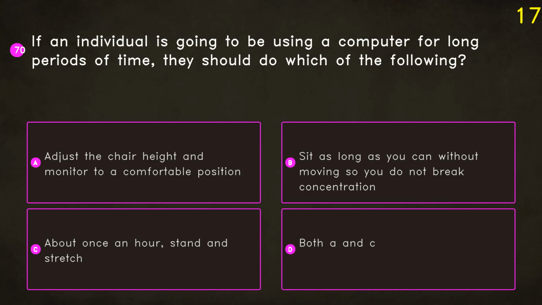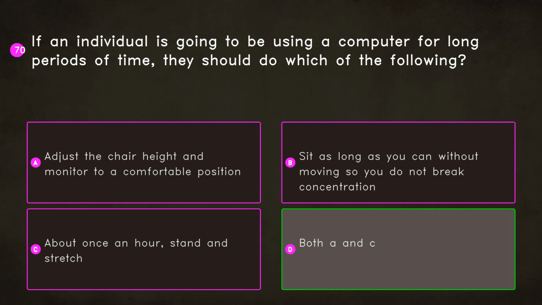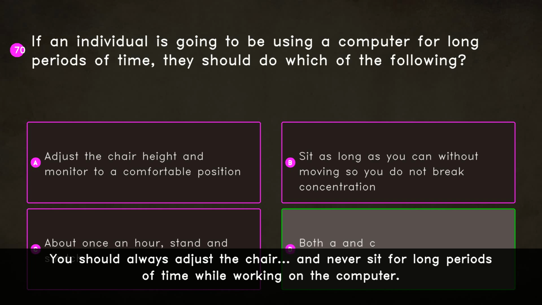Question 70. If an individual is going to be using a computer for long periods of time, they should do which of the following? A. Adjust the chair height and monitor to a comfortable position. B. Sit as long as you can without moving so you do not break concentration. C. About once an hour, stand and stretch. D. Both A and C. The correct answer is both A and C. You should always adjust the chair, and never sit for long periods of time while working on the computer.